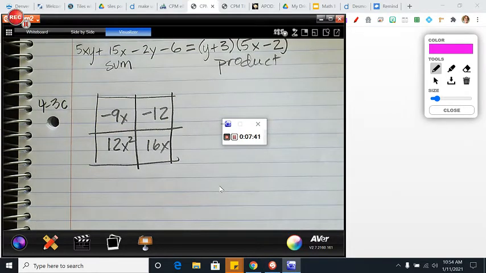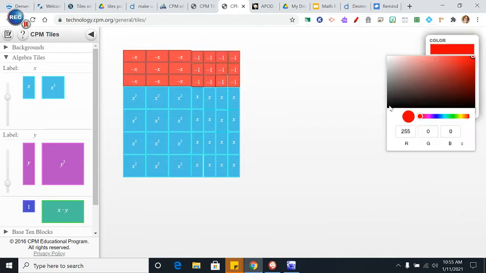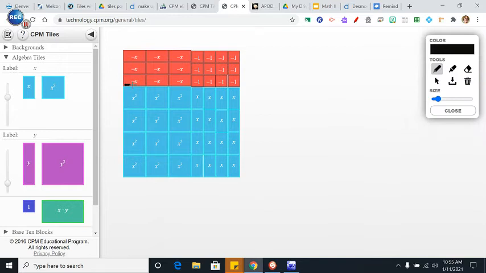Okay, for part C, we've got the area model, and you don't have to use tiles. I used tiles because someone had a question about how you are getting this product, and so I'm trying to show you where this product is coming from. So we're moving away from tiles, but if you need to see the tiles, here they are.